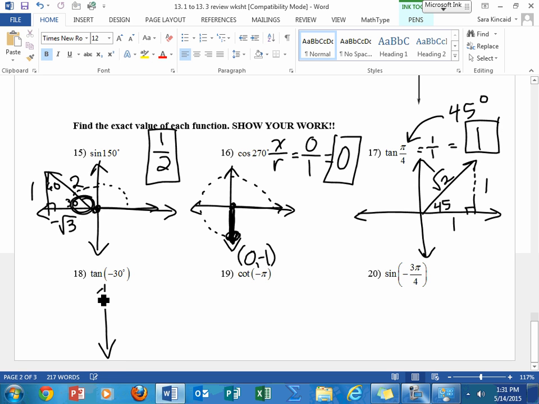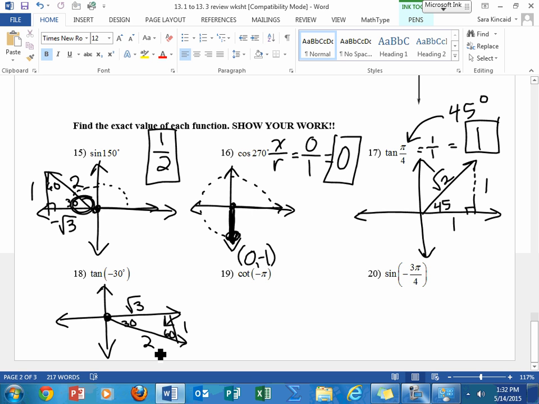18, tangent, -30. I'm going to go ahead and draw that -30 degrees. Make my triangle. This would be 30 degrees then in that corner. It is a 30, 60, 90. Where's the short leg? Across from the 30. We want to make that short leg be a 1. The long leg will be the square root of 3, and the hypotenuse will be a 2.